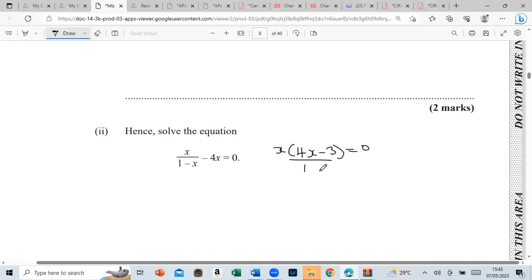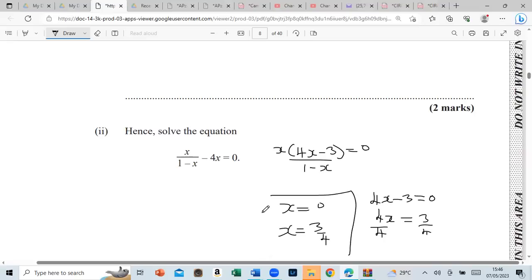Now we have 1 minus x. So the solutions would be x equals 0, and also for the bracket 4x minus 3 equals 0. So we solve for x now. I'm just going to explain why the denominator doesn't matter. So we have 4x, this is going to become positive 3, and then we divide by positive 4. So two solutions, x is 0 and x equals 3/4. Remember guys, if we multiply this times 0, we'll get back 0. So this is not a part of the solution. So the two solutions would be x equals 0 and x equals 3/4.